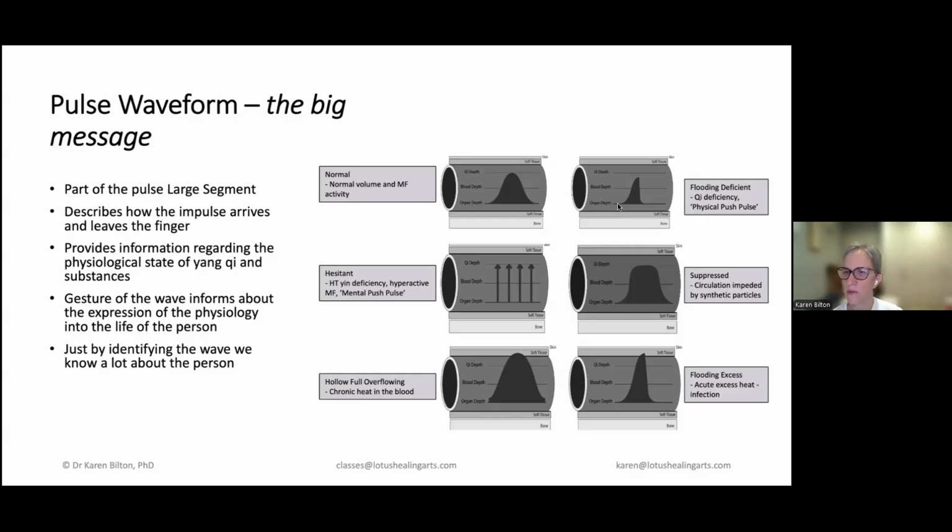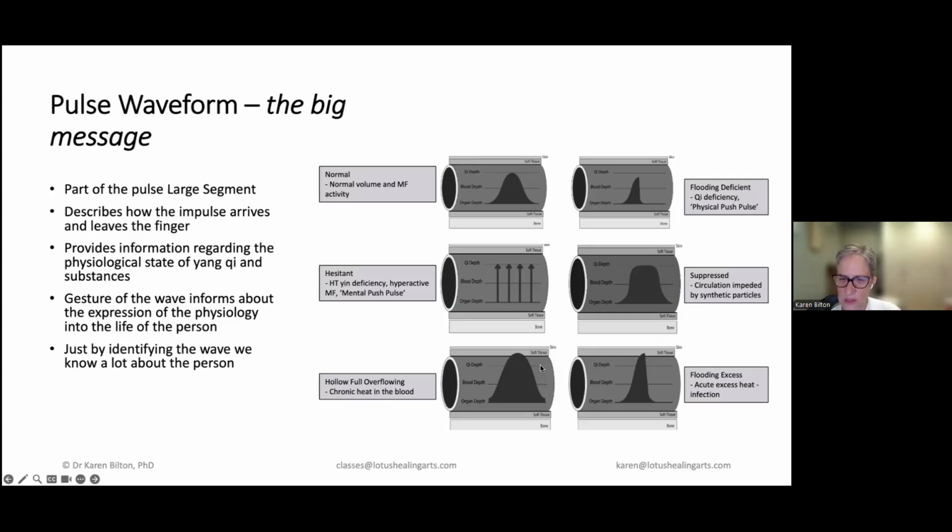Now, if we take a look at this one over here, this is our flooding deficient waveform, where the pulse doesn't make it all the way up to the chi depth. It hasn't got the energy to get all the way up there, and it also hasn't got the energy to carry through. So this is our flooding deficient waveform. This is what Dr. Shen used to talk about: somebody who's working beyond their physical capability, somebody who's working too hard physically, the physical push pulse.